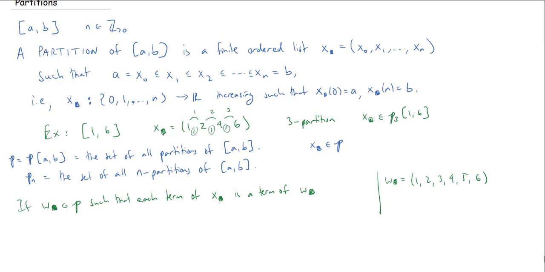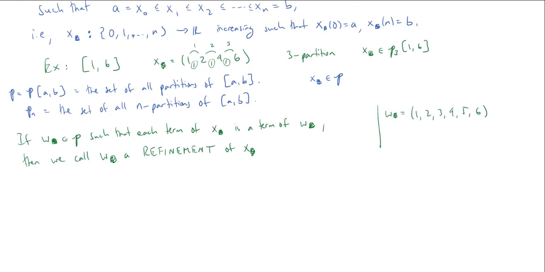So if that's the case, then we call W a refinement of X. So you start maybe with some X and you add more terms to it. And when you do, you get a refinement. Okay? Not too bad there. Now here's the interesting bit.